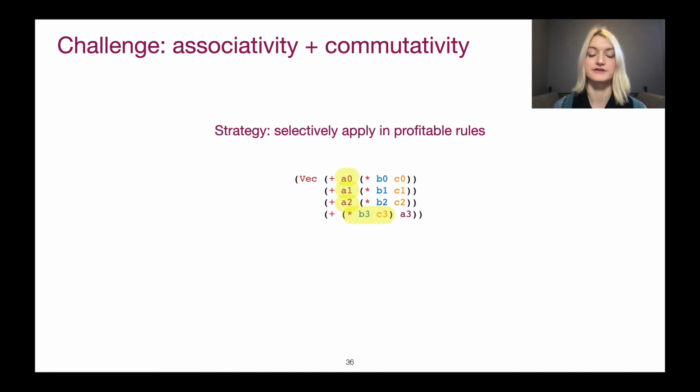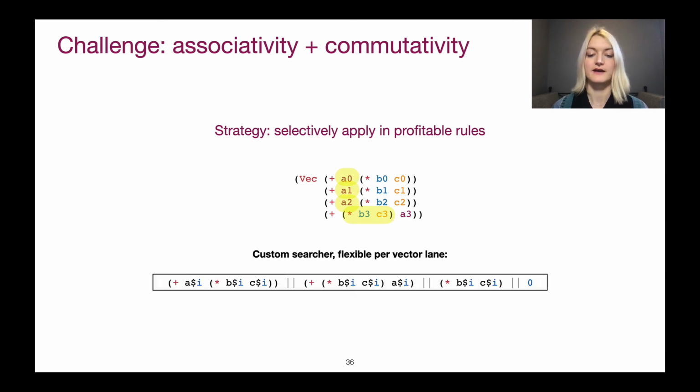So we took a different approach, which is to selectively apply limited associativity and commutativity in rules that we knew to be profitable. For example, we knew that a vector multiply accumulate rule could be really profitable, so we built a custom searcher. This is essentially the left-hand side of a rewrite rule that matches on existing programs in order to rewrite them. So this custom searcher had different flexible options per lane, where each lane could have different orders of associativity or be just the multiplication or a zero. This allowed us to search a larger space of programs and find more interesting candidates.